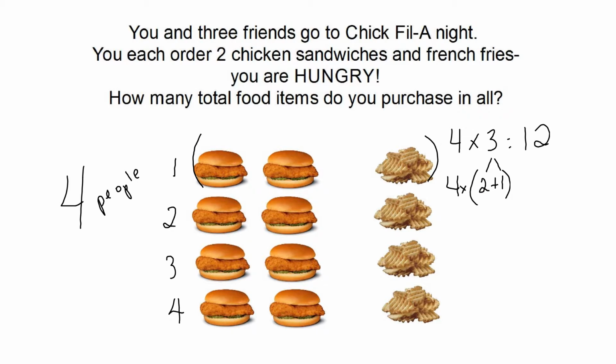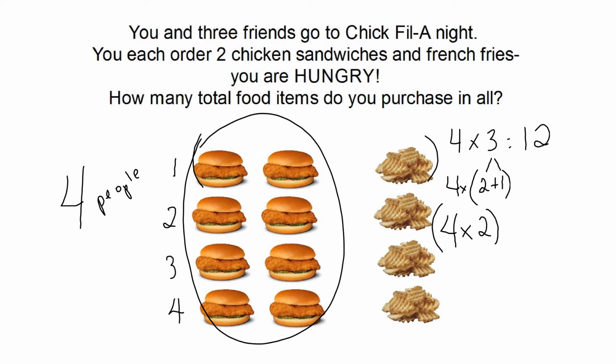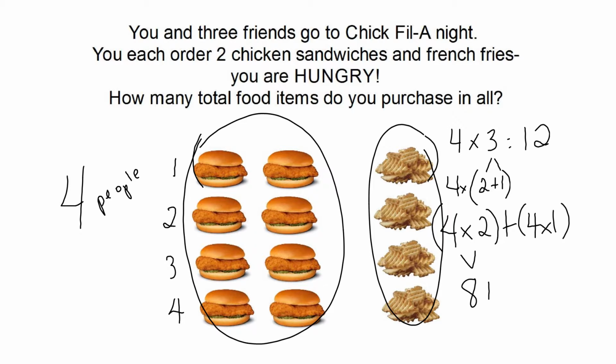So if we were to write this out again, we'd say, okay, 4 people times 2 chicken sandwiches, plus 4 people times waffle fries, 1 waffle fry each, okay? So we have 4 times 2, which we know is 8, copy down our plus sign, and then 4 times 1 equals 4. So we get the same answer even though we wrote this up here as 4 times 3 equals 12.